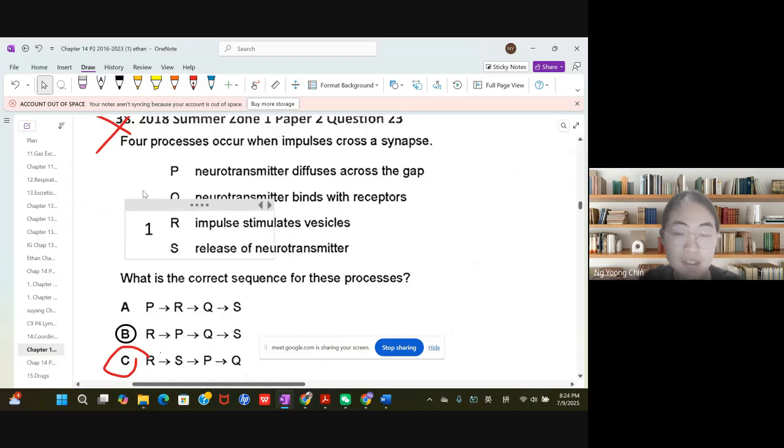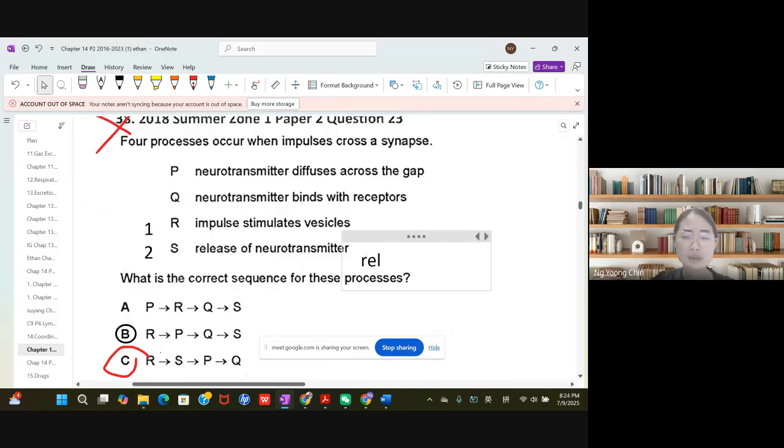The impulse stimulates the vesicle. After this nerve impulse, it stimulates the presynaptic neuron. The presynaptic neuron connects to the synaptic vesicle. Inside this synaptic vesicle, what do they have? They have the neurotransmitter. So from R, they will release out the neurotransmitter. When they release out the neurotransmitter, where will it enter? It will enter the synaptic cleft.